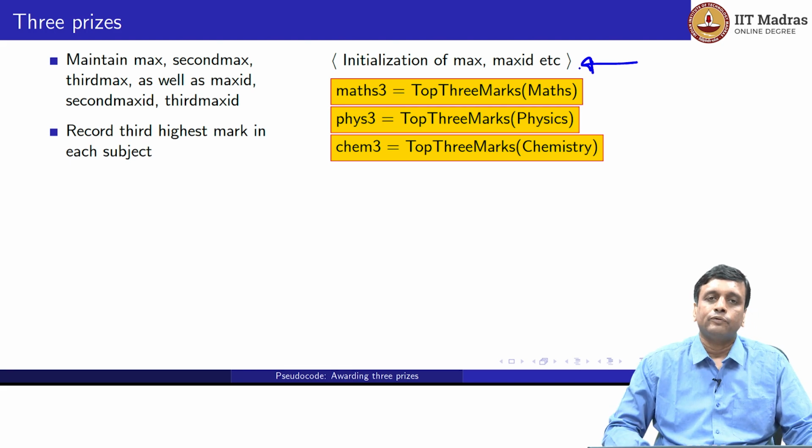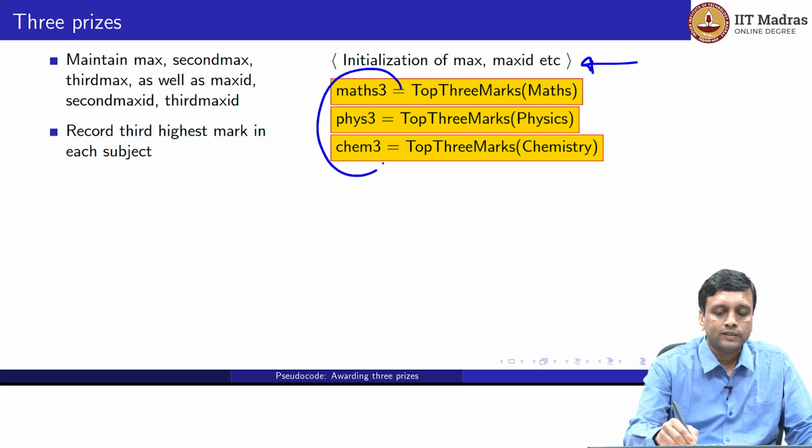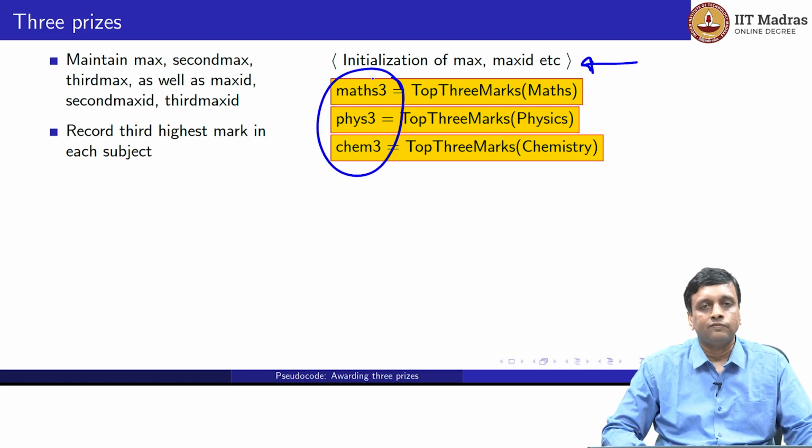Now what we said was that we don't want to recompute this third highest marks in each subject again and again. So we do it once and for all in the beginning, and we remember these values in 3 variables. So we have 3 variables, maths 3, physics 3, chemistry 3, each of which records the third highest marks in the appropriate subject by calling our previous procedure top 3 marks with the appropriate subject name. So this is part of our setup. So the first setup was just initializing the variables we will be using to keep track of the top 3 prize winning totals. And then the second setup is to keep track of the marks that we need in order to decide whether a given card qualifies or not under the subject topper criteria.